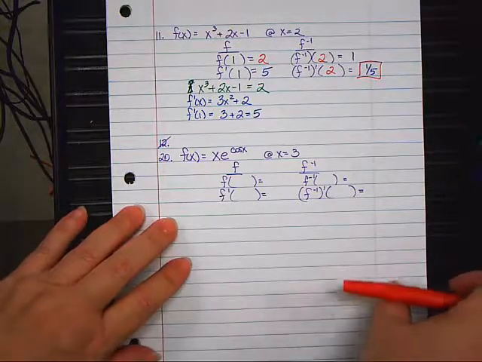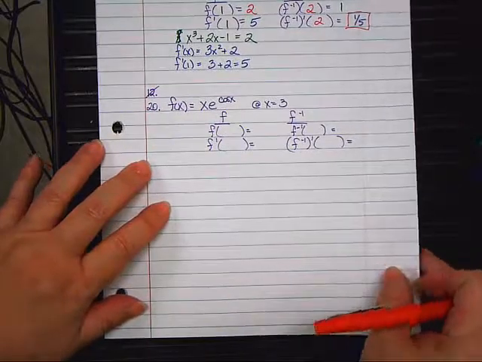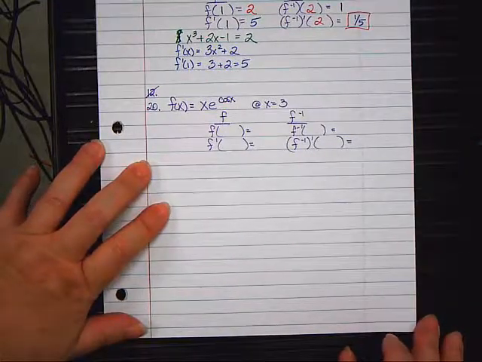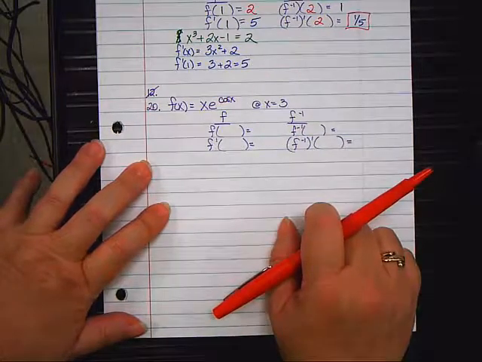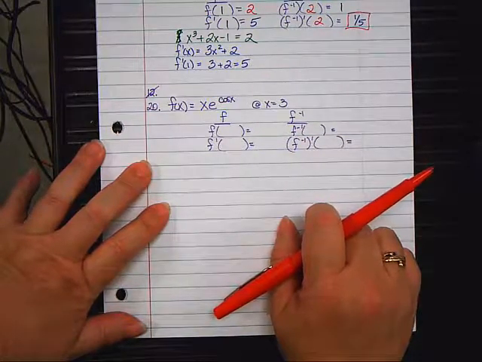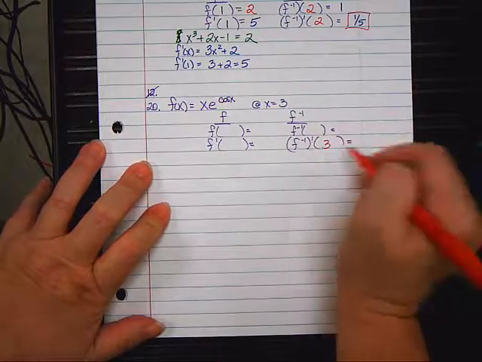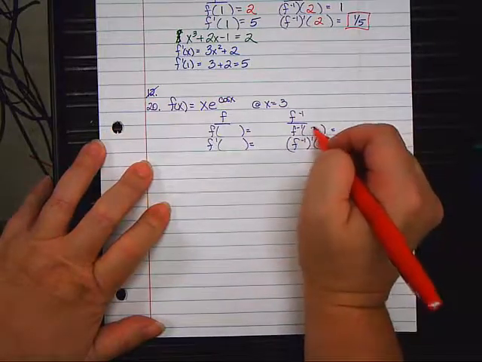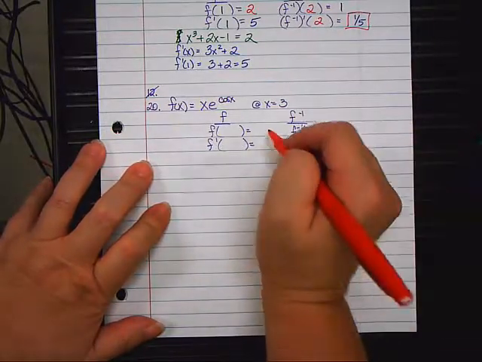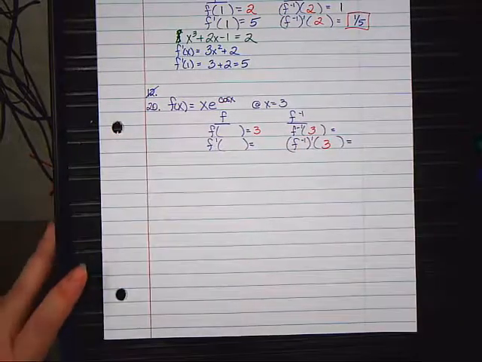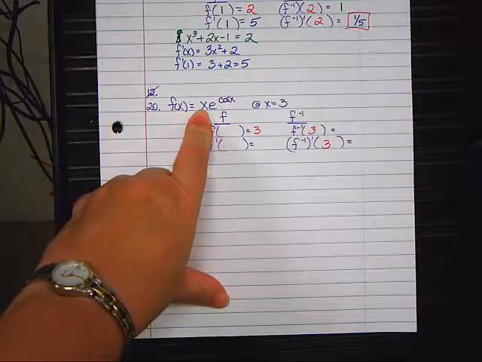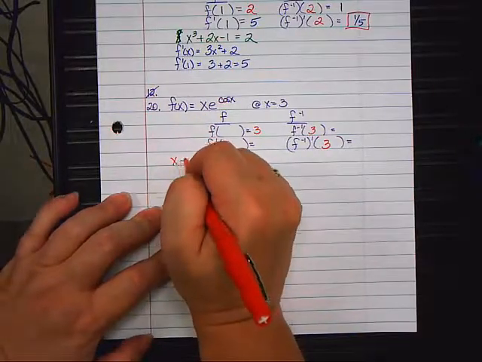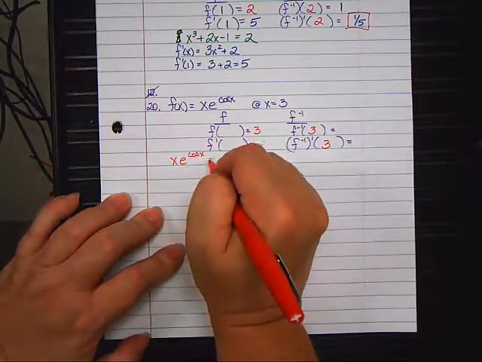Give you a chance to write that down real quick. Gotta hurry. Where do I start? What goes where? 3 goes bottom right there, and it goes top right there, and it goes right there. Now, here's where it gets yucky. I'm supposed to set this equal to 3. So I'm doing x e to the cosine of x equals 3.